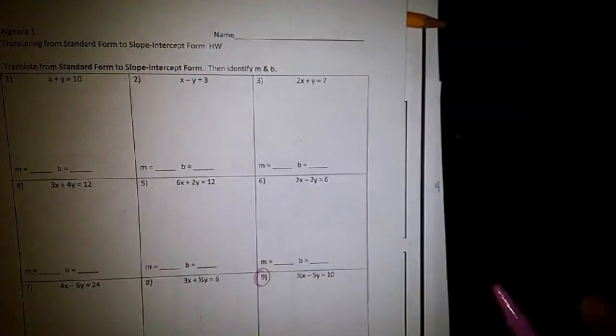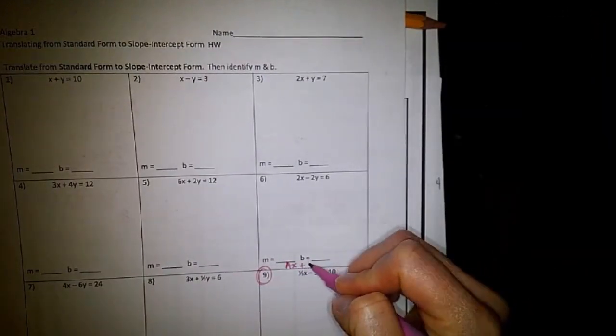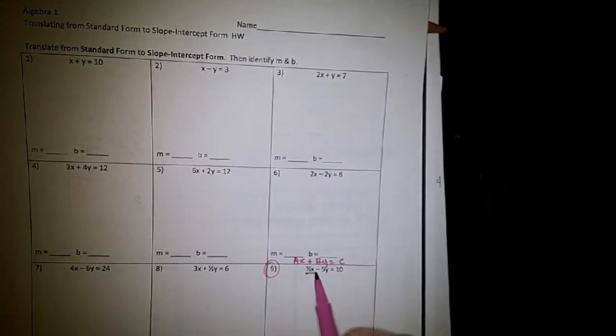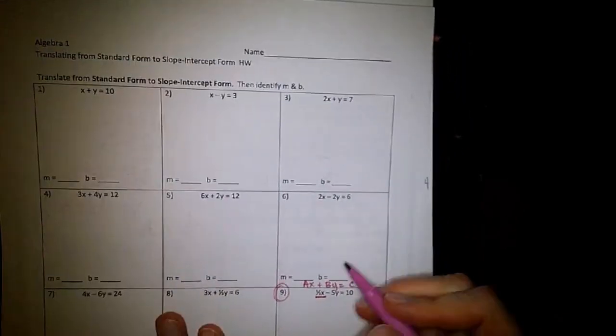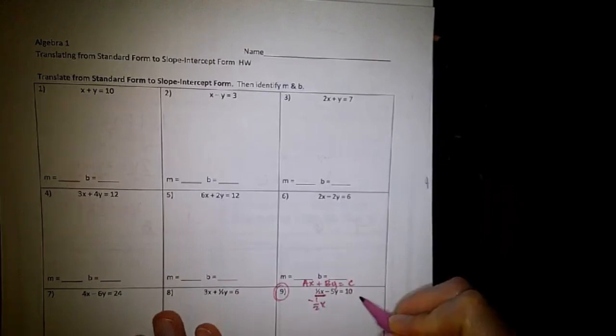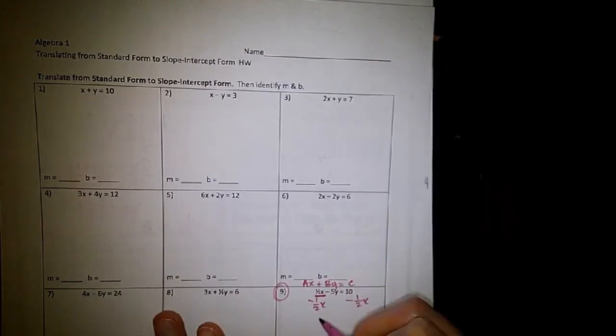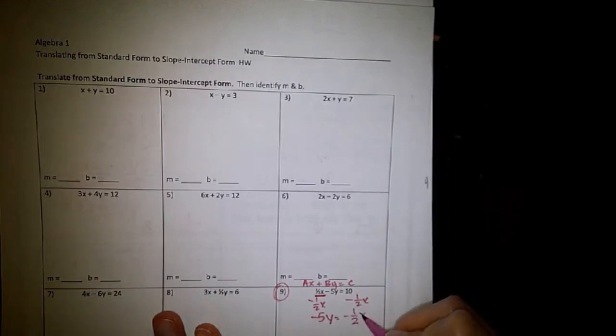So remember, ax plus by equals c. So the first thing that we need to do is move the term that has the what? Ax. So which one's the ax? 1/2 x. How do we move it? We're going to subtract it from both sides. So we're going to subtract 1/2 x and subtract 1/2 x. So now I have negative 5 times y equals negative 1/2 times x plus 10.